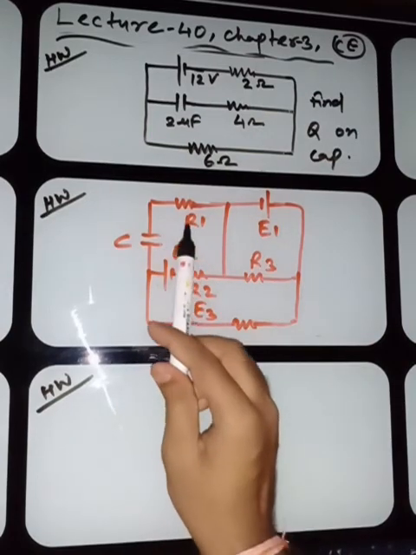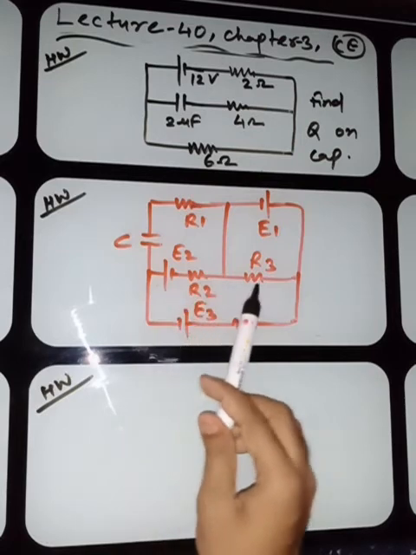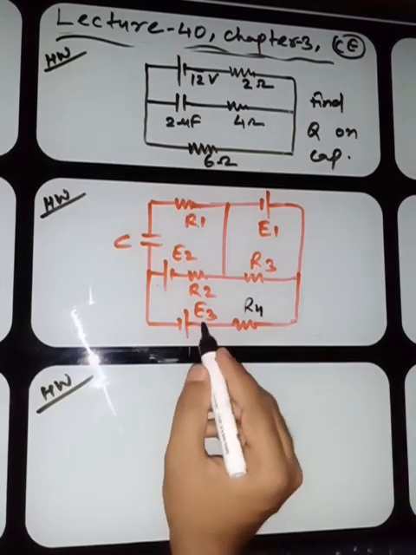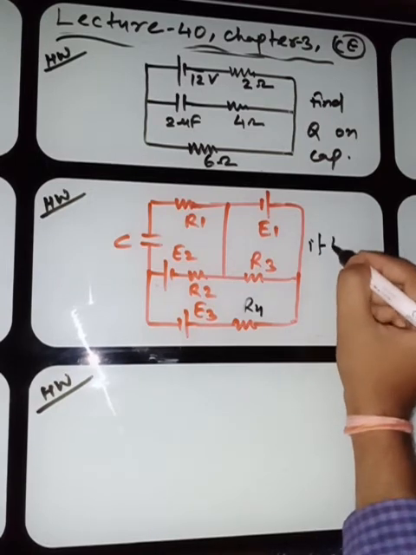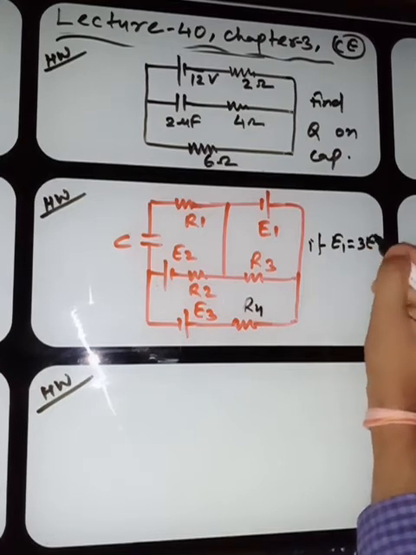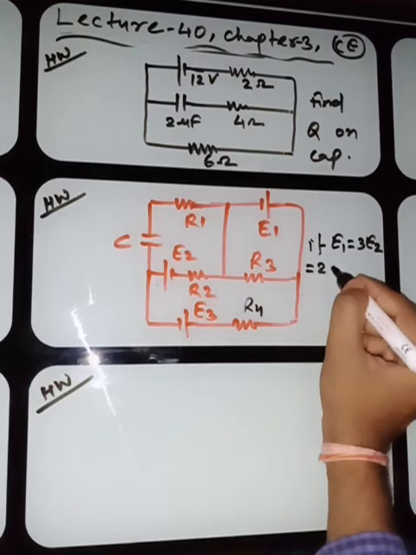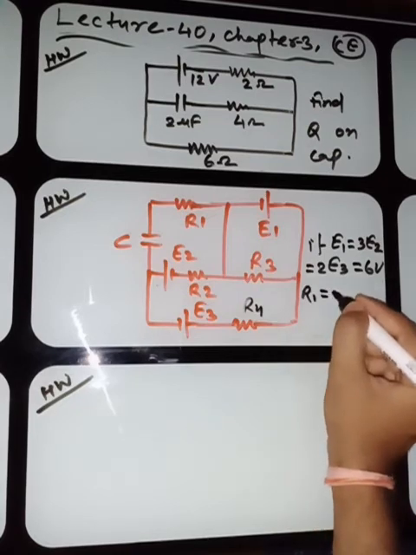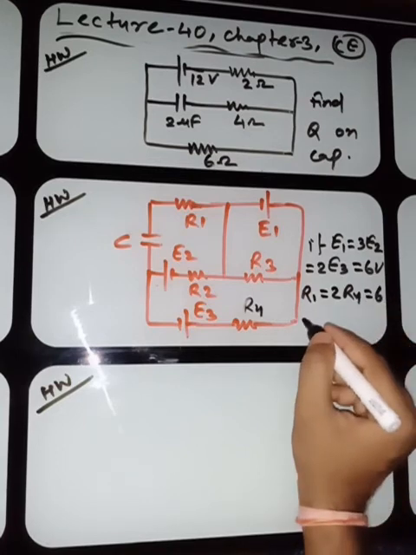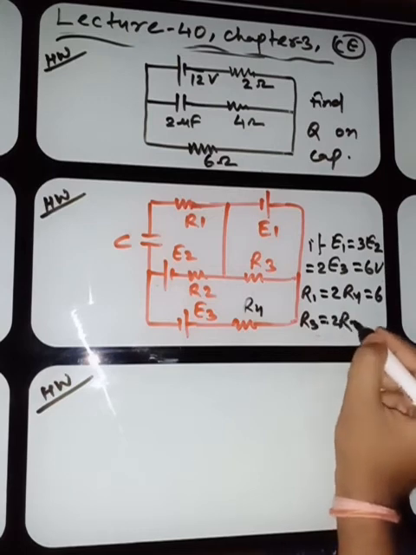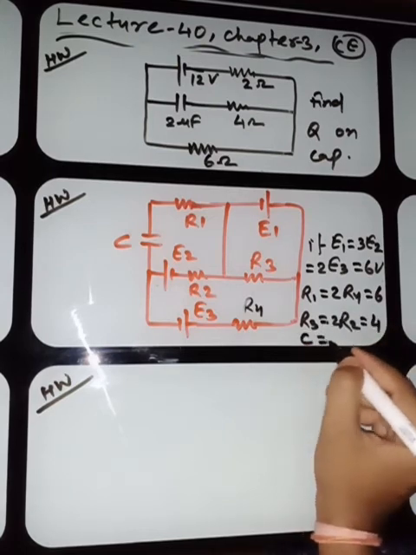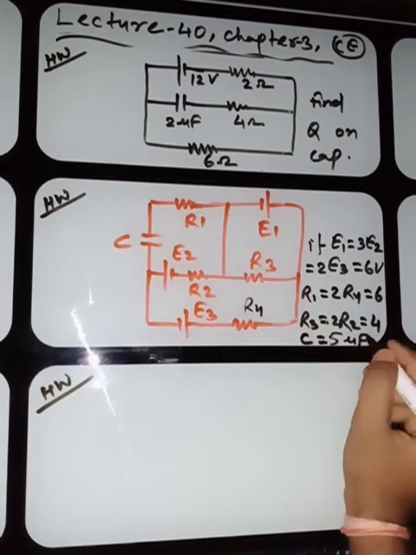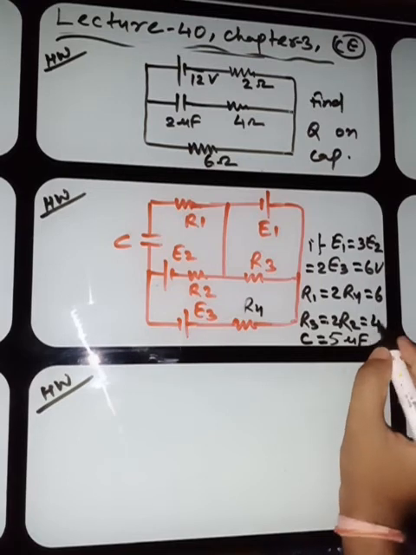Now the next one: R1, E1, C, E2, R2, R3 and this is R4, E3. Now E1 equals 3E2 equals 2E3, the relation I'm giving you, you can find out the voltage, equals 6 volt, and R1 equals 2R4 equals 6 ohm, and R3 equals 2R2 equals 4 ohm, and the capacitor here is 5 microfarad. I hope you can see all the data written. Then find I3 and Q in the capacitor.